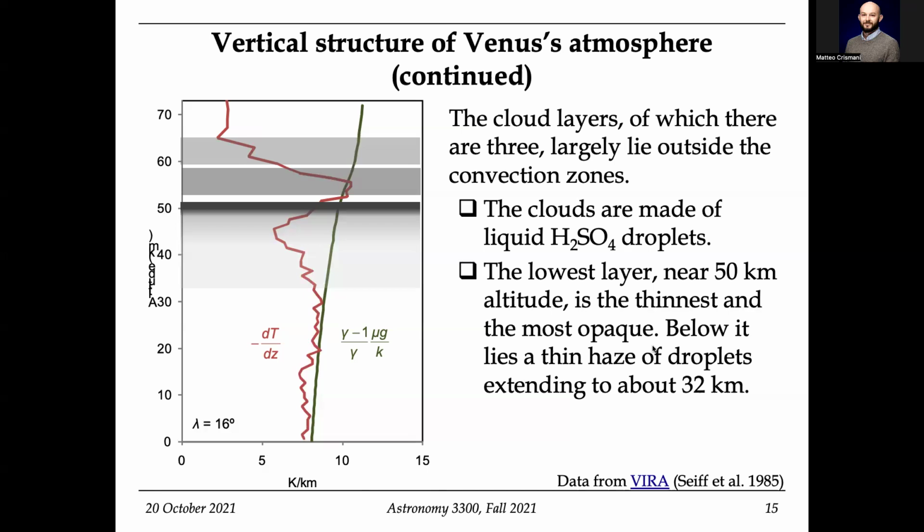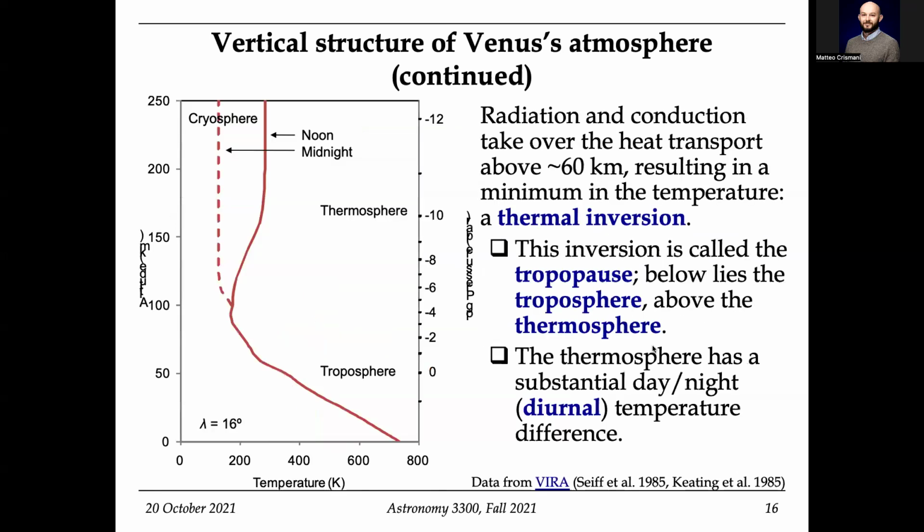Lowest layer, thinnest, most opaque. Below it, clouds on Venus. That make sense? Okay, let's see where we're headed next.